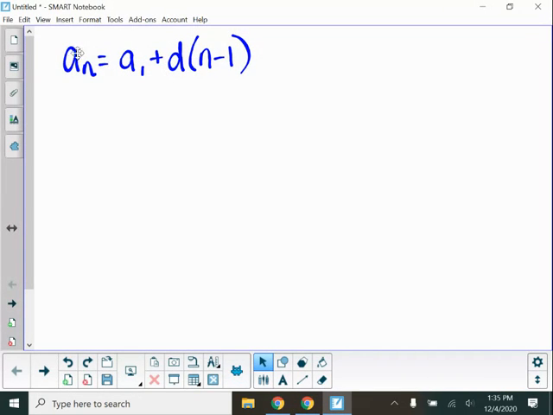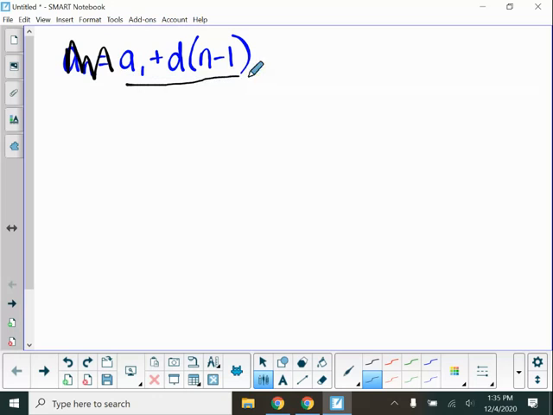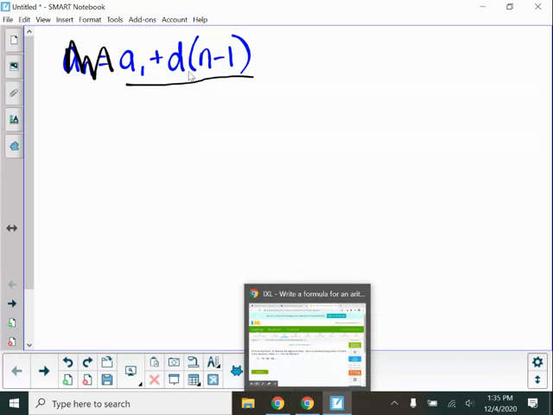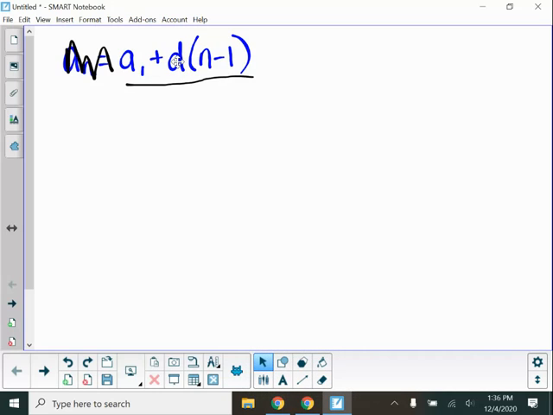I have the explicit formula written up here on my smartboard. It's A sub n equals A1 plus D times (n minus 1). Now, you're not actually going to be writing this part. It's only this part that you're going to be using for your formula. D is your common difference, whatever you're adding on or subtracting, which would make that a negative, whenever you go from one term to the next. You're going to leave the letter n, and A1 is simply your first term.